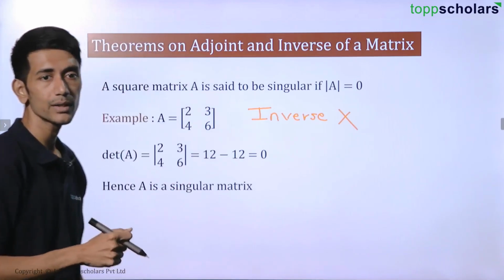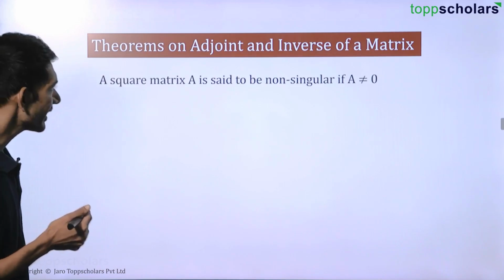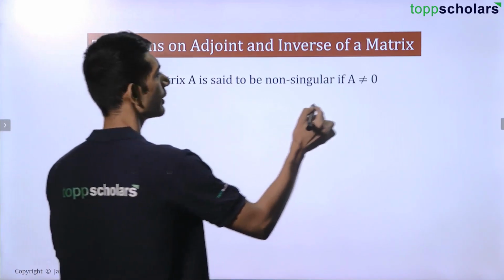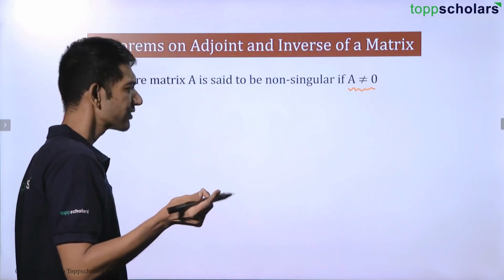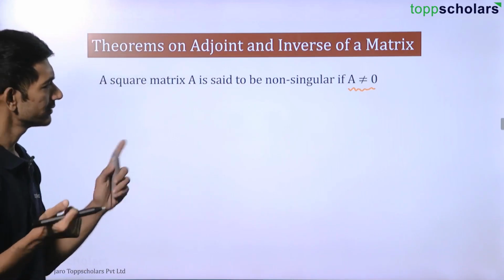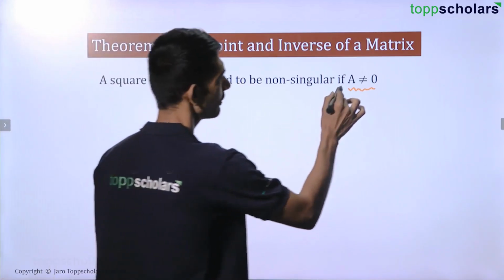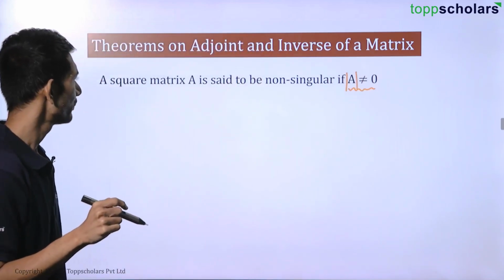We cannot find out the inverse. A square matrix A is said to be non-singular if the determinant of A is not equal to 0. We know this, right?